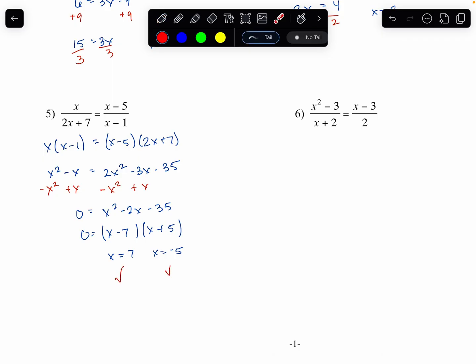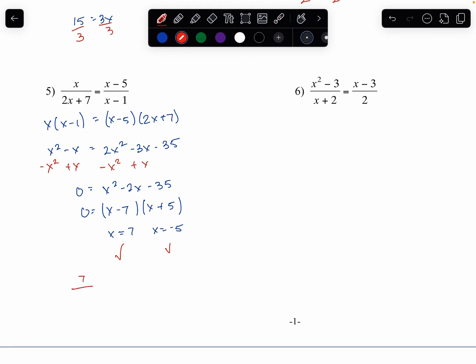We might even want to check, so let's go ahead and do that. If we plug in 7, we get 7 over 14 plus 7, that's 21, which is 1/3, equal to, if I plug in 7 here, 7 minus 5, it's going to be 2. If I plug in 7 here, I'm going to get 6, which is also equal to 1/3. So it looks like x equals 7 checks out.